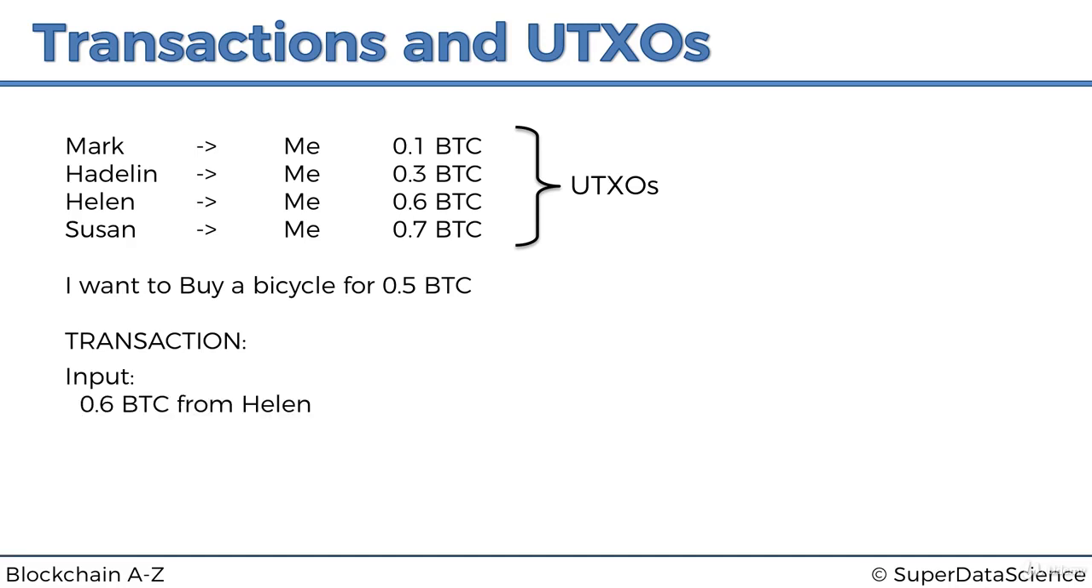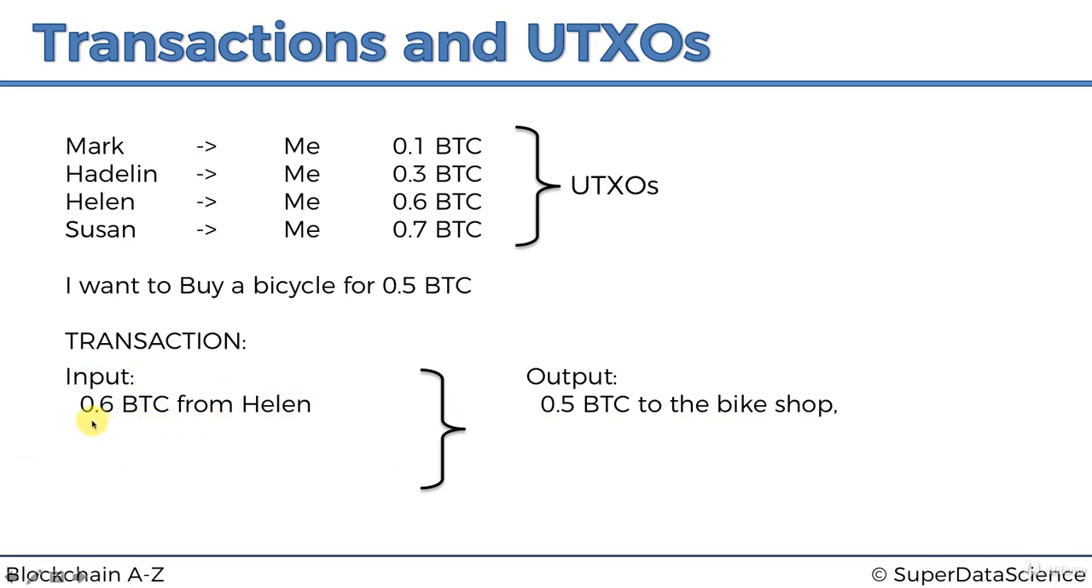So we're going to pick the 0.6 BTC from Ellen that I received. I need to come up with 0.5 BTC. This is everything I have available. I'm going to take this one because it's the closest to 0.5. I'm going to take the 0.6 BTC I received from Ellen, and then I'm going to send 0.5 BTC to the bike shop. And the rule is that there cannot be any unused input. Anything that goes into the input, the full amount has to go into the output. Basically, there can be no change.